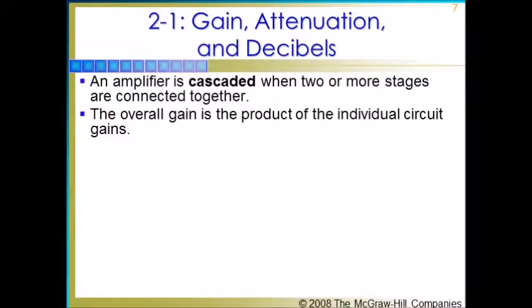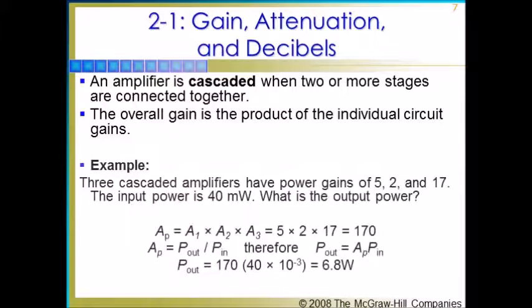Next is cascaded amplifiers. Amplifiers can be cascaded when there are two or more stages or values that are connected together. What is cascading? Cascading simply means a number of devices or objects arranged in a series or sequence. We can find the overall gain by multiplying, or finding the product of, the individual gains.